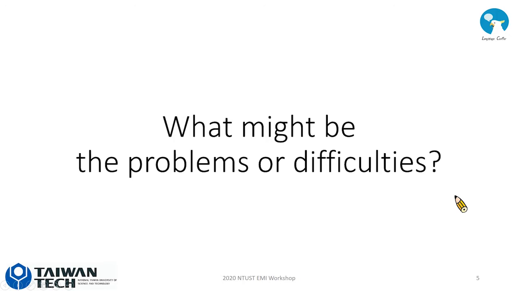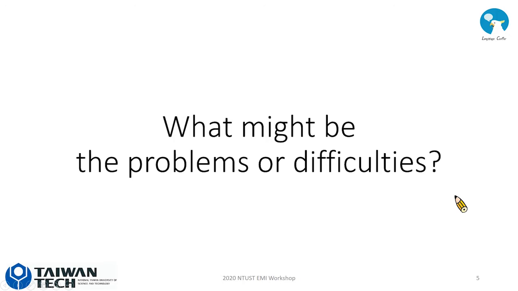We talked about problems. Many of you have experience teaching classes in English. I believe you all encounter some problems. Or you're a student in an EMI class. I believe you all encounter some problems. So I'll give you 1 minute. Try to write down or come up with some problems that you have encountered, or problems that you can think of. All right? 1 minute. Okay.